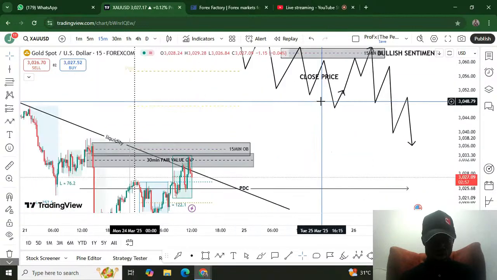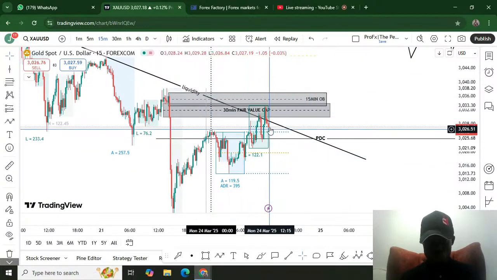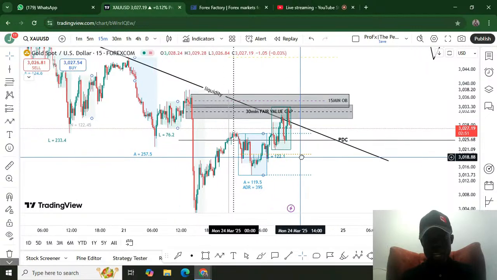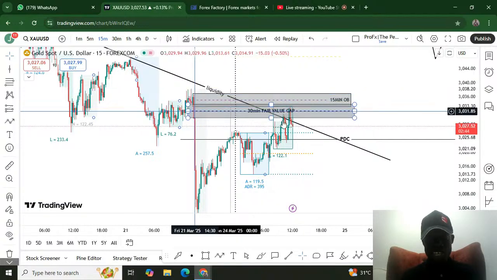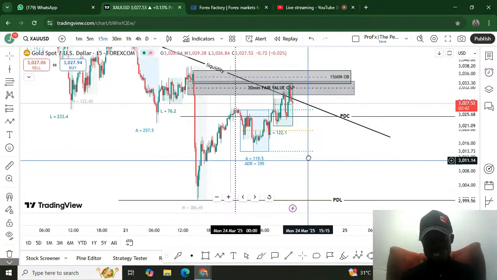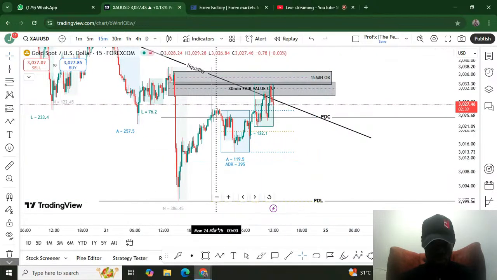Gold. We are currently trading above the previous day close price, but look left, this is lower high, lower low. We are pulling back into a point of interest that will most likely continue the sell to the previous day low. So that is example one.